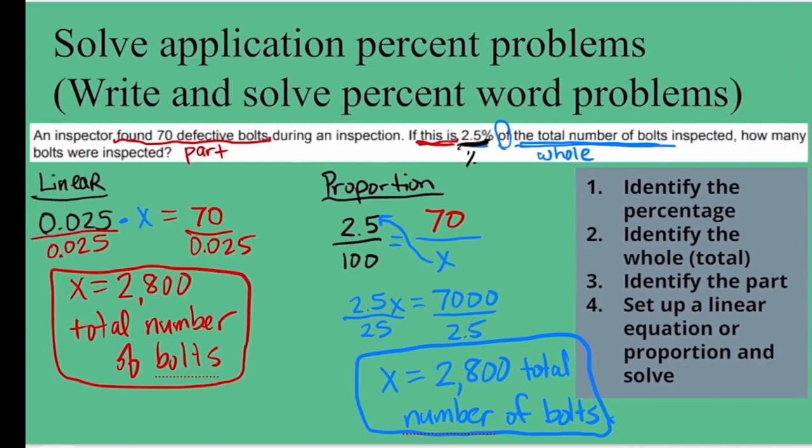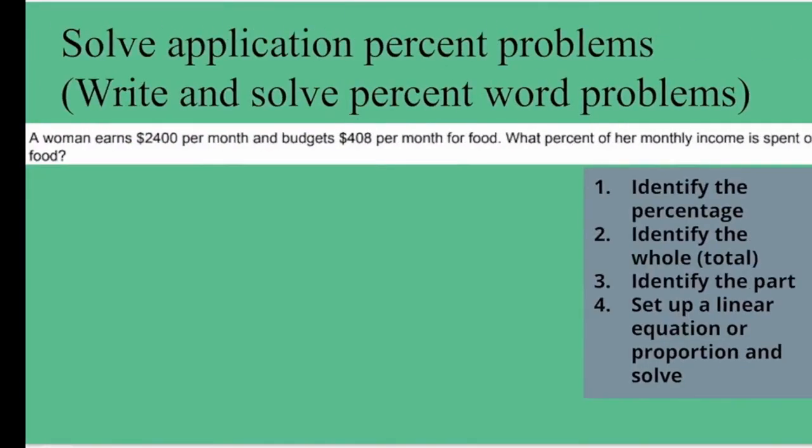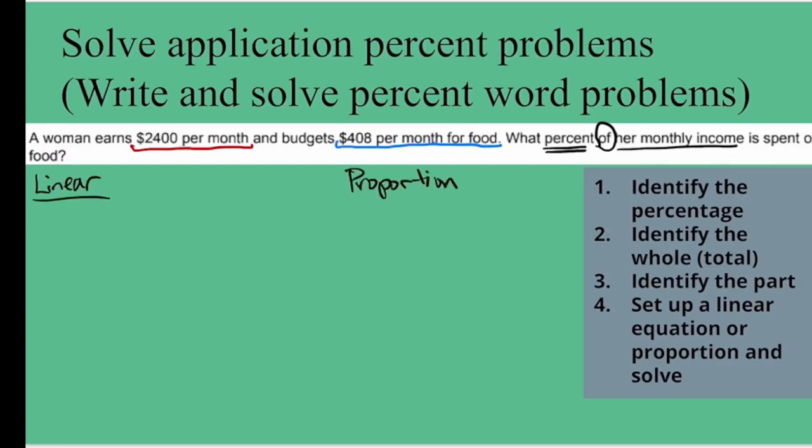So let's practice another one. A woman earns $2,400 per month. She budgets $408 per month for food. What percent of her monthly income is spent on food? So I know I don't know what the percent is. So we'll do this both ways again. Linear, proportion. I don't know what the percent is, so that's going to be my x.